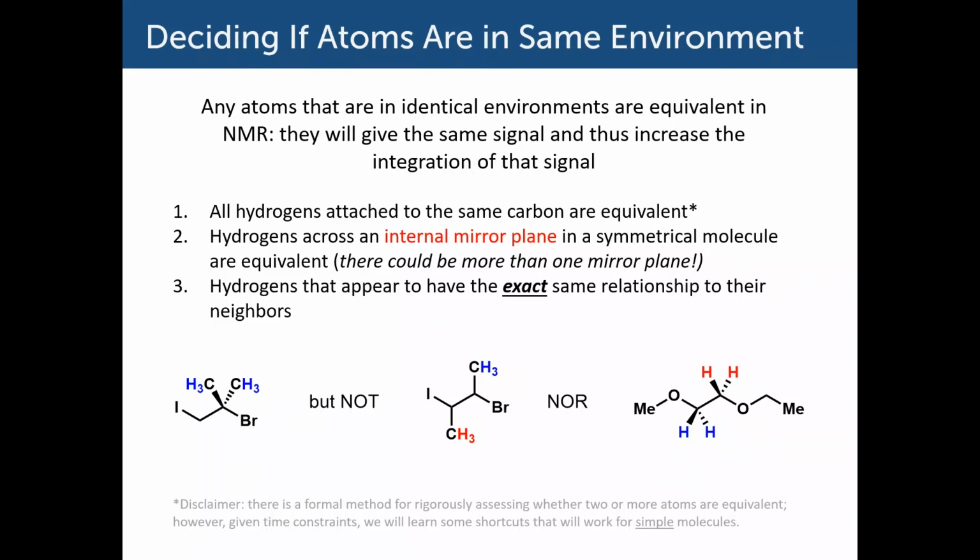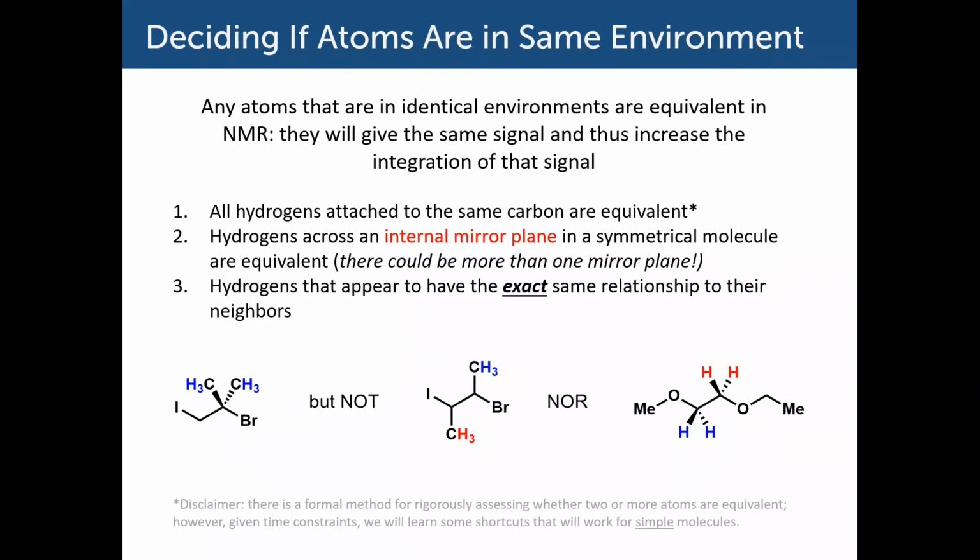So we have one example on the far left, the blue hydrogens on those two methyl groups, right? Those are equivalent to each other because all 6 of those hydrogens have the exact same relationship to the bromine, to the iodine, to the CH2 group on the left, all that stuff. And so we could say that those methyl groups are going to appear to be equivalent by NMR. So all 6 of them will give the exact same signal, and that signal will have an integration of, let's say 6.